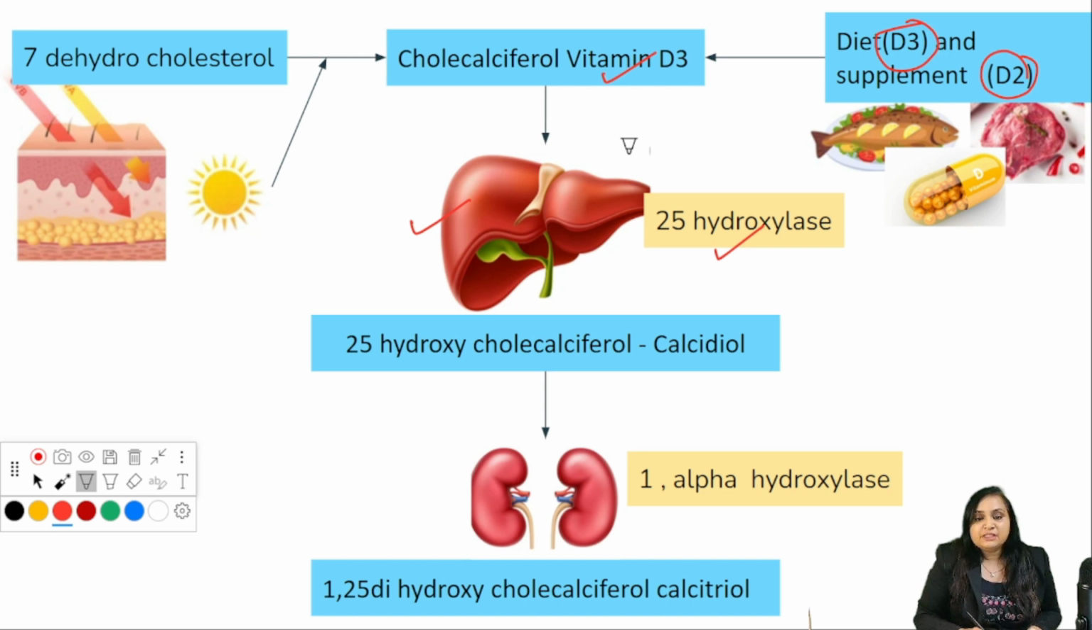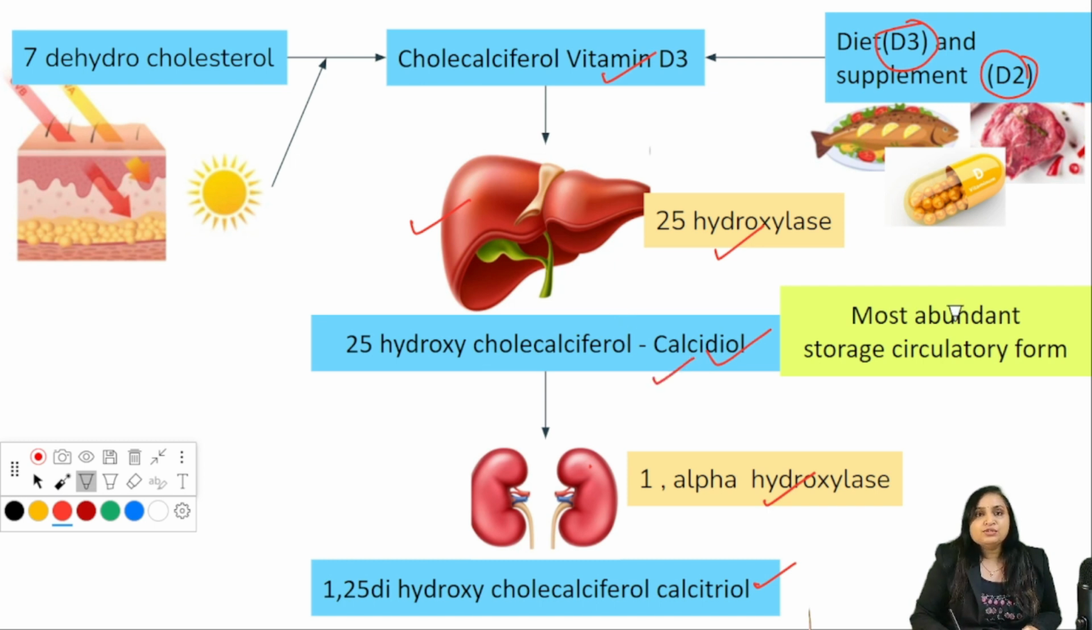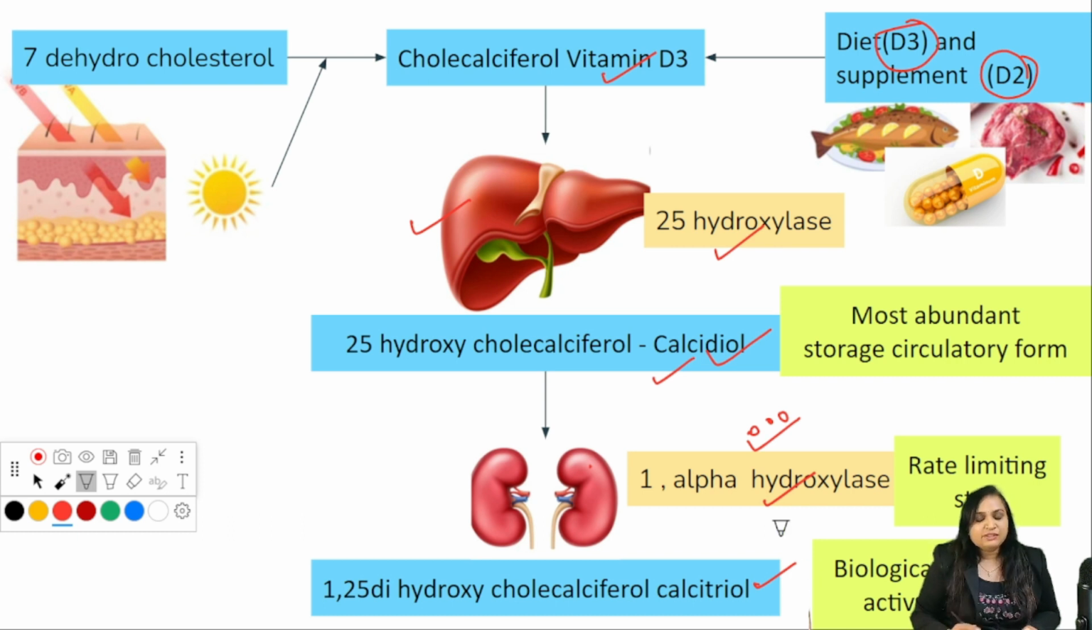This is converted to 25 hydroxy cholecalciferol, that is known as calcidiol because it has 2 OH rings. Then this substance will go to the kidney, and in the kidney, with the presence of 1 alpha hydroxylase, it will get converted to 1,25 dihydroxy cholecalciferol, that is the active form of vitamin D. So calcidiol is the most abundant storage circulatory form. To convert from diol to triol, we require this enzyme's rate limiting step, and this calcitriol is biologically active, responsible for all kinds of physiology caused by vitamin D.